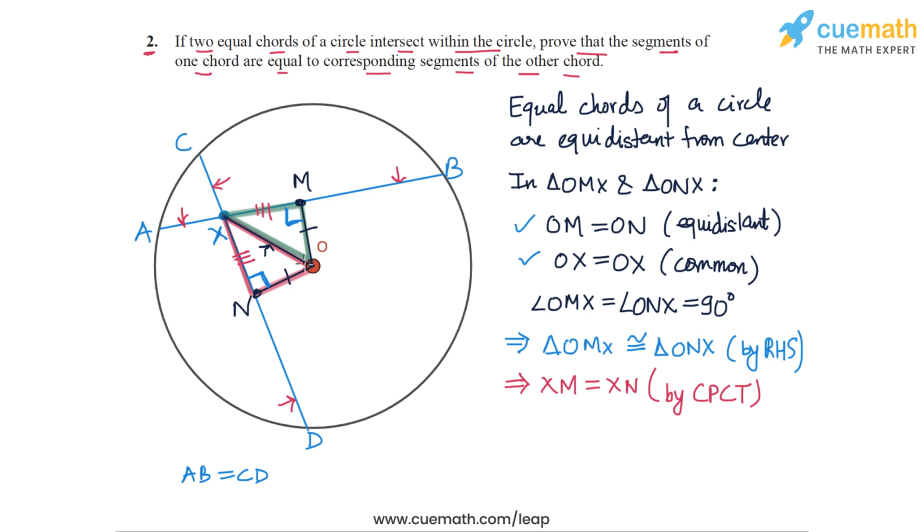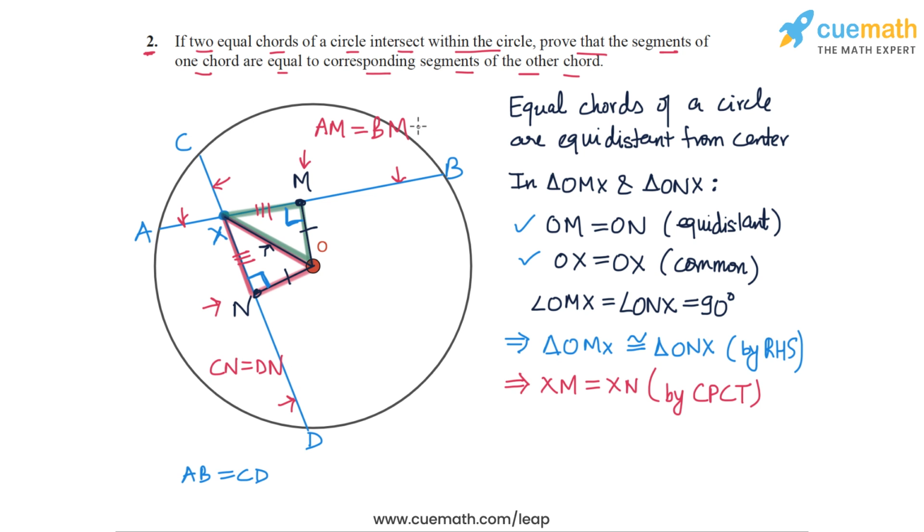We dropped OM and ON as perpendiculars to AB and CD, and we have this result from circles that if you drop a perpendicular from a center to any chord, then the perpendicular bisects the chord. So this means that M, this point, will be the midpoint of chord AB, and N will be the midpoint of chord CD. So we can write AM will be equal to BM and CN will be equal to DN.